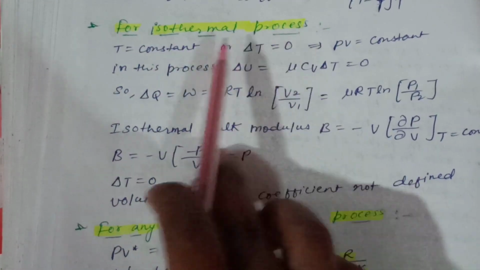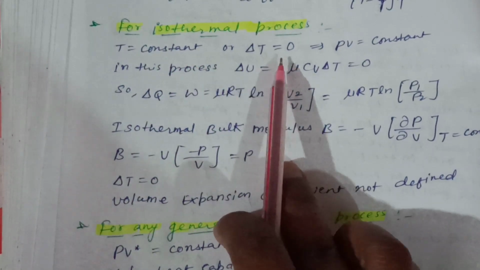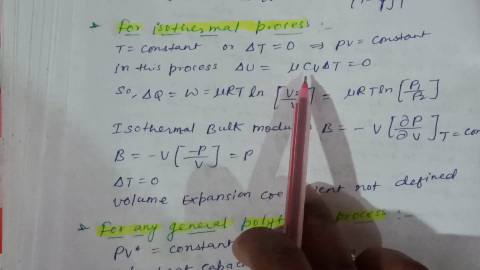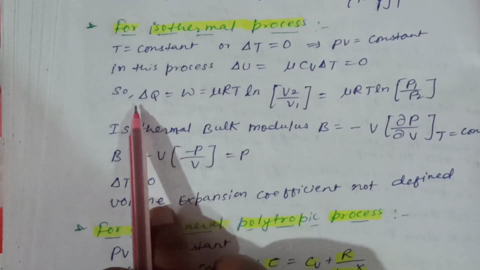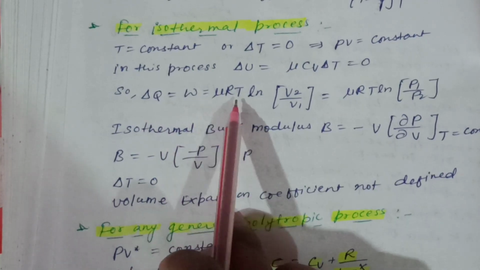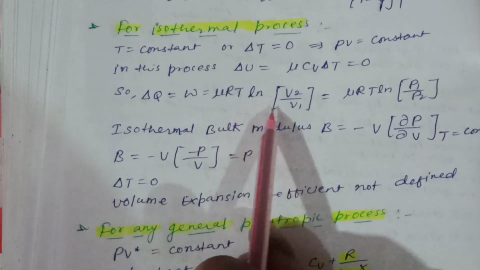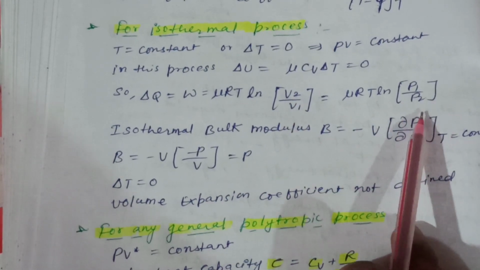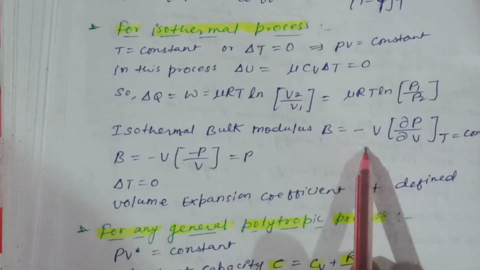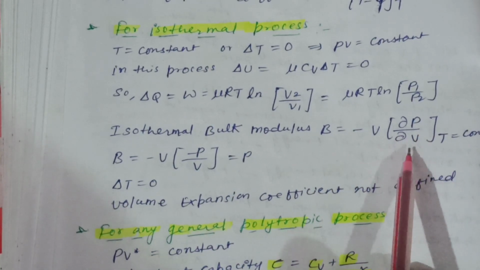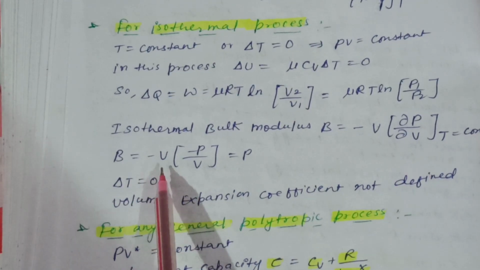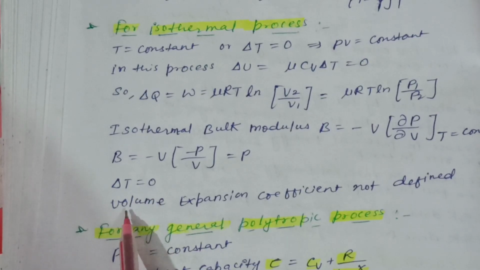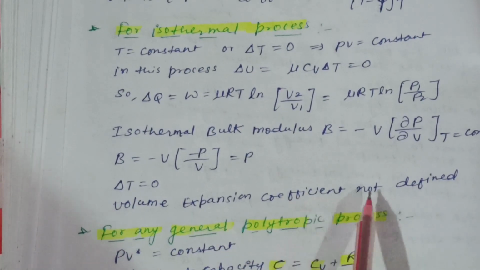For an isothermal process, T is equal to constant or ΔT is equal to 0, PV is constant. In this process, ΔU is equal to μ Cv ΔT is equal to 0, so ΔQ is equal to W and is equal to μ RT ln(V2 upon V1) is equal to μ RT ln(P1 upon P2). Isothermal bulk modulus B is equal to minus V (ΔP upon ΔV). T constant, B is equal to minus V times minus P upon V, is equal to P. ΔT is equal to 0. Volume expansion coefficient not defined.